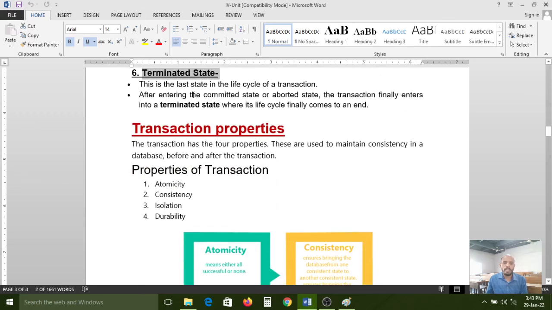So these are the transaction states. In the next class we will discuss the transaction properties. Today I am ending this session.